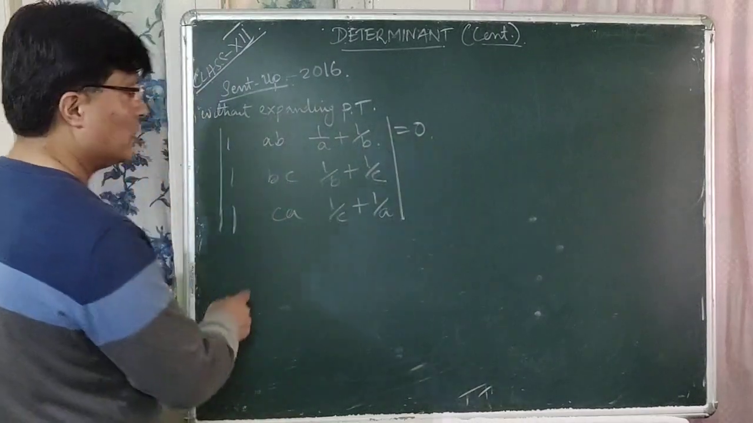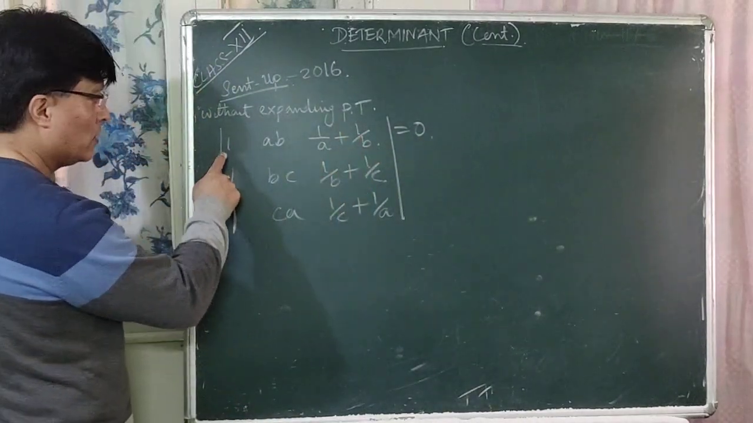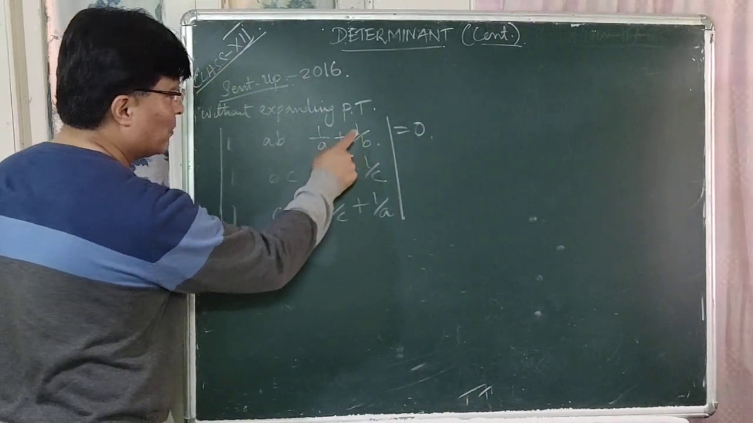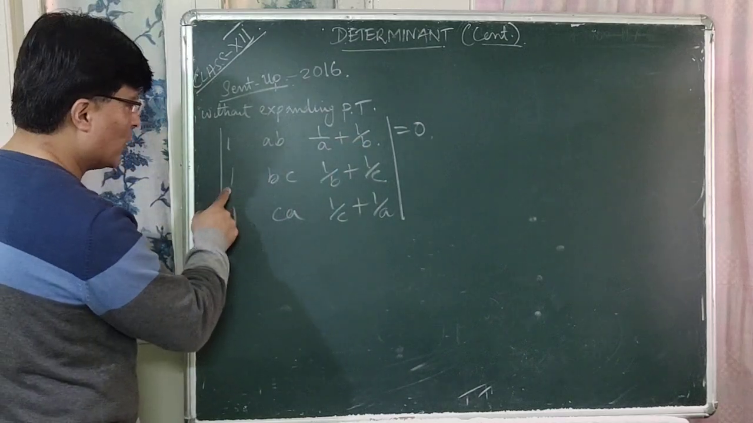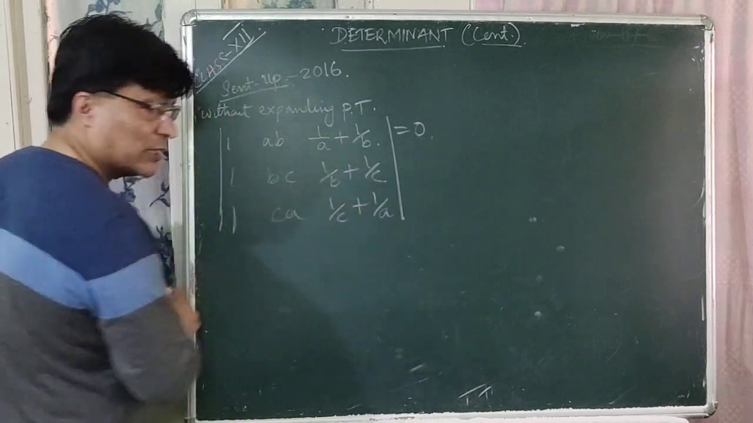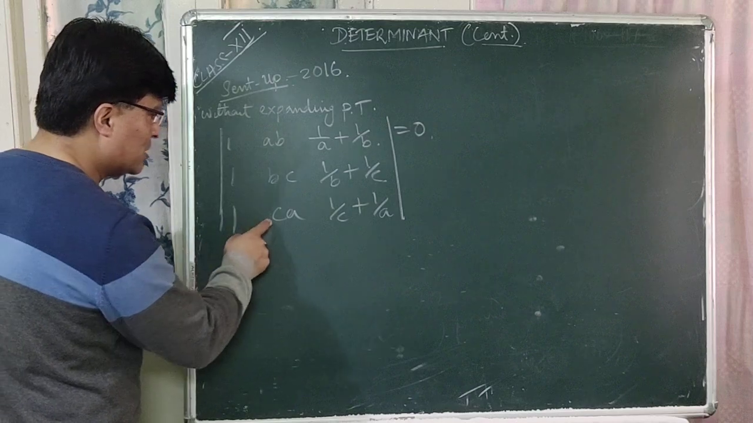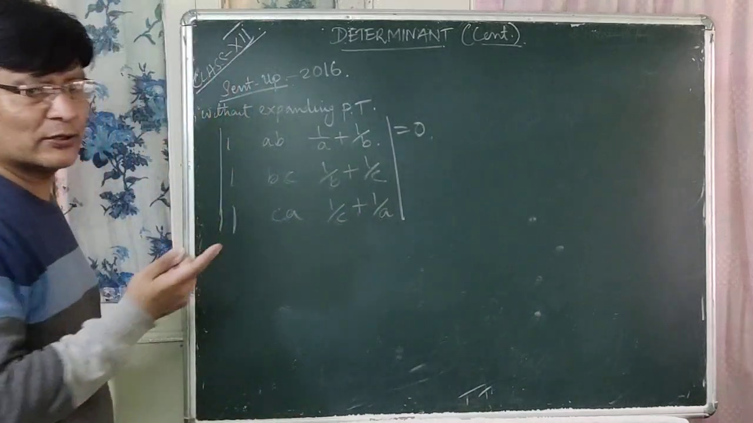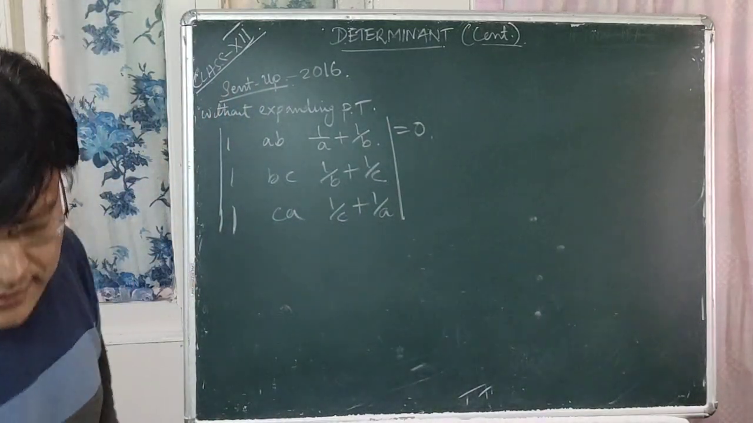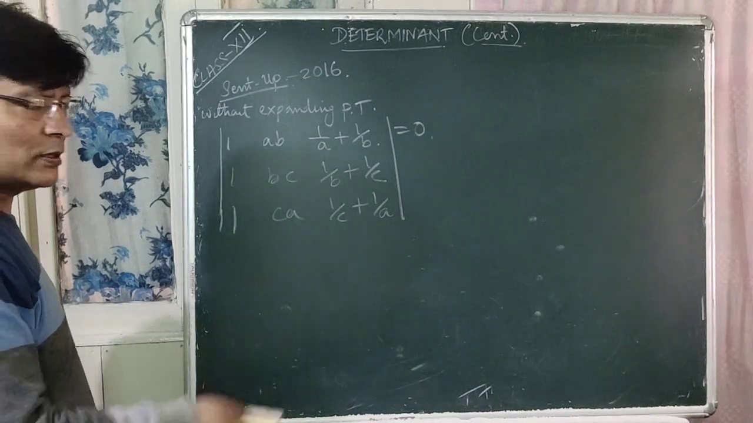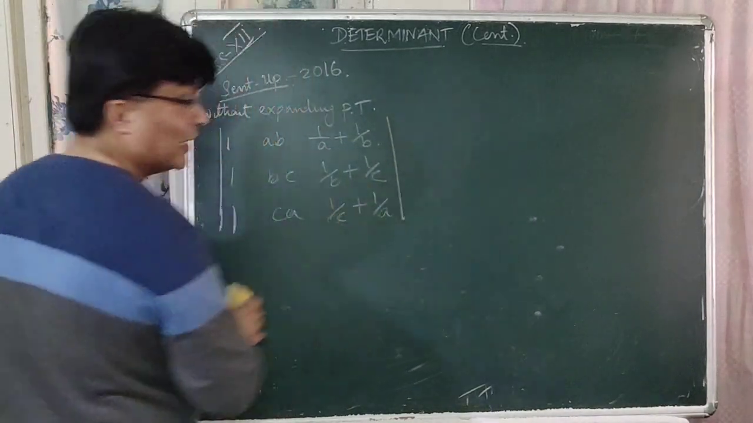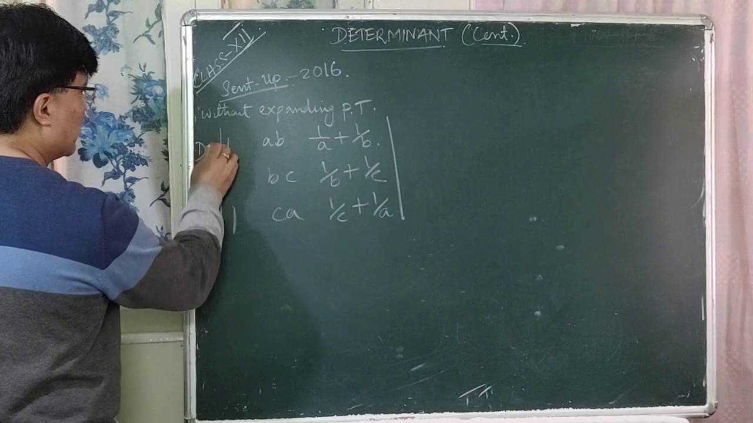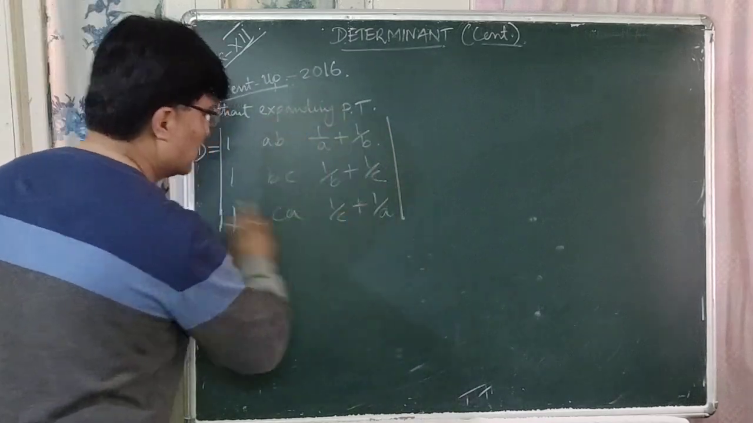It is given out here, right? So what is the first row? 1, a, b, 1 upon a plus 1 upon b. What is the second row? 1, b, c, 1 upon b plus 1 upon c. What is the third row? 1, c, a, 1 upon c plus 1 upon a is equal to 0. You have to prove this result. That is, left hand side is equal to 0. So let us write down this left hand side. That is, let us write D is equal to this determinant.